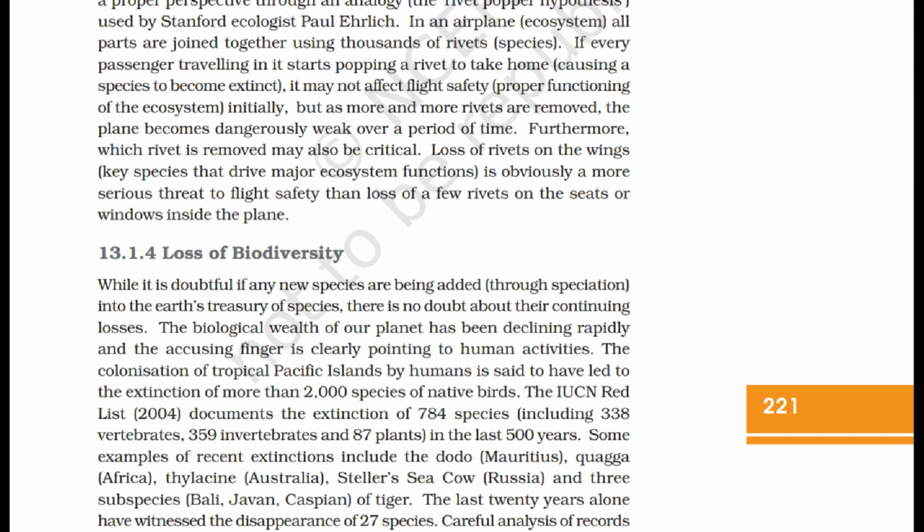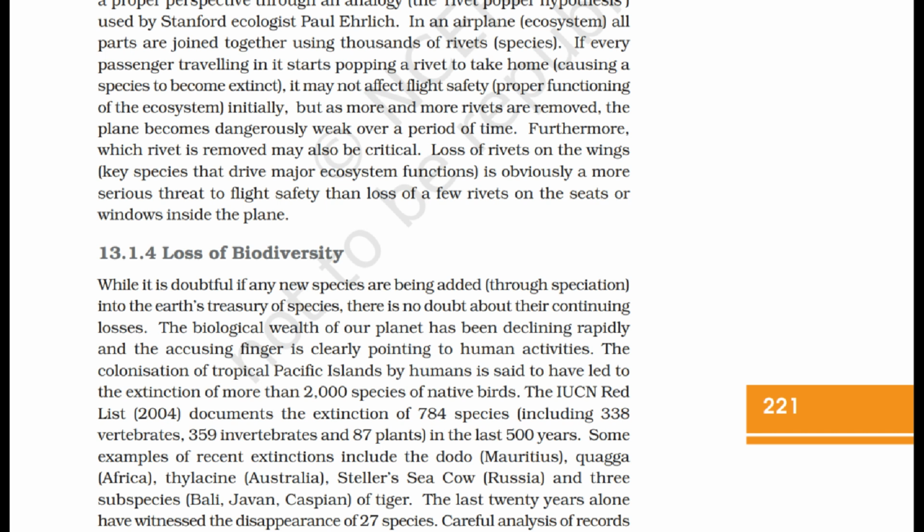Furthermore, which rivet is removed may also be critical. Loss of rivets on the wings, key species that drive major ecosystem functions, is obviously a more serious threat to flight safety than loss of a few rivets on the seats or windows inside the plane.